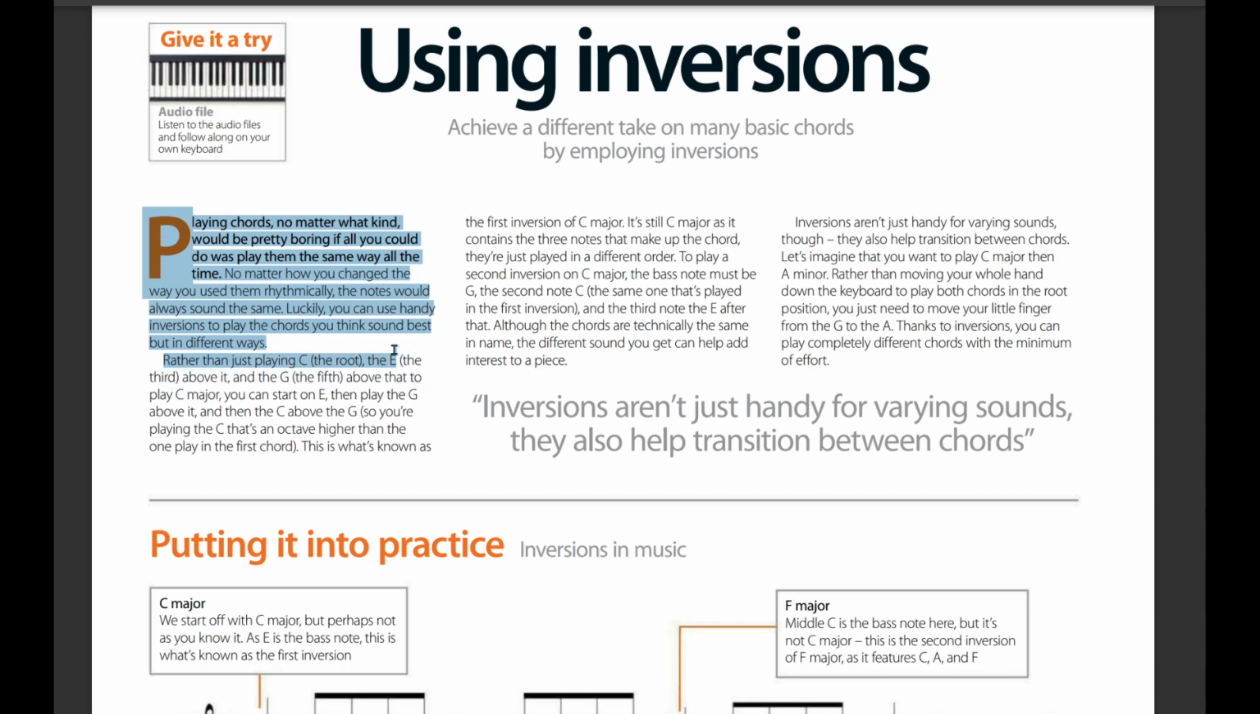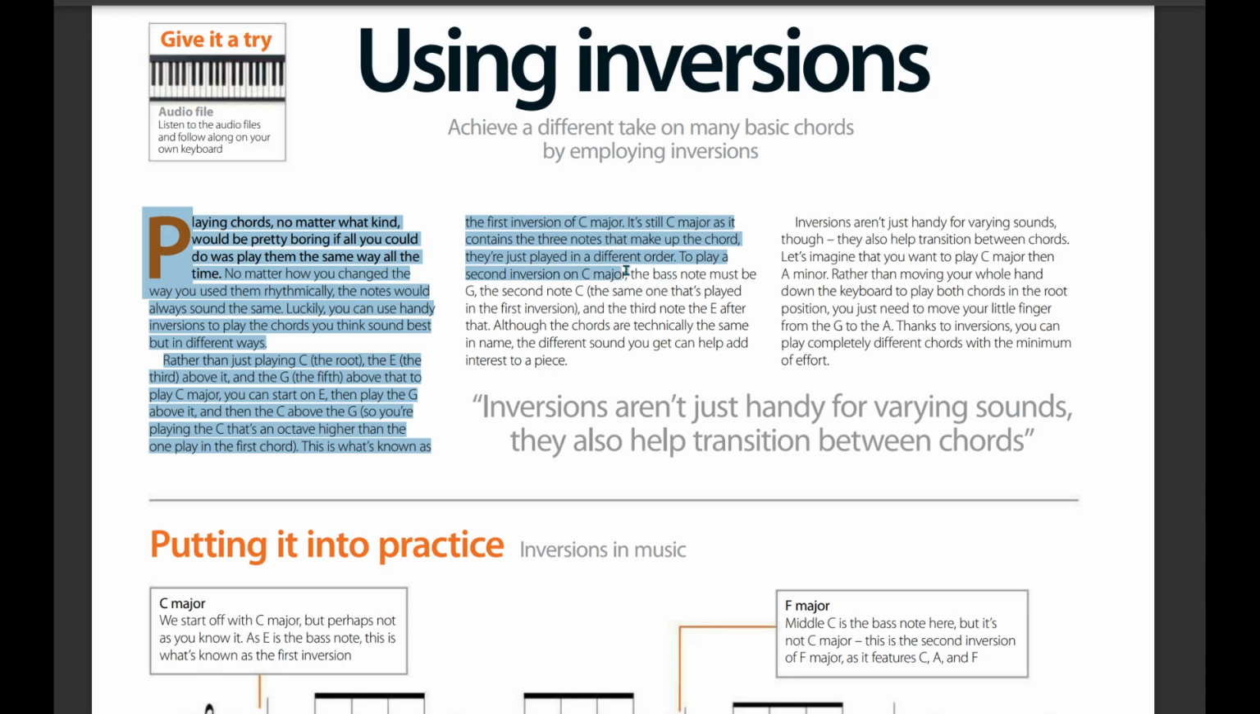Rather than just playing C, the root, the E, the third above it, and the G, the fifth above that, to play C major, you can start with E, play G above it, and then play C above G. So you're playing a C that's an octave higher than the one in the first chord. This is what's known as the first inversion of C major. It's still C major as it contains the three notes that make up the chord, but it's played in a different order.